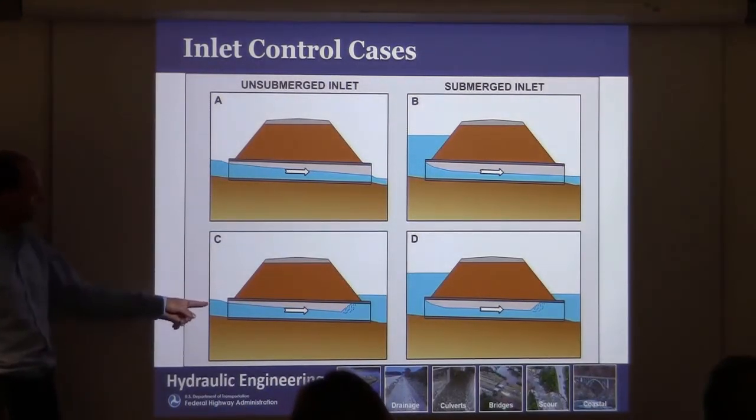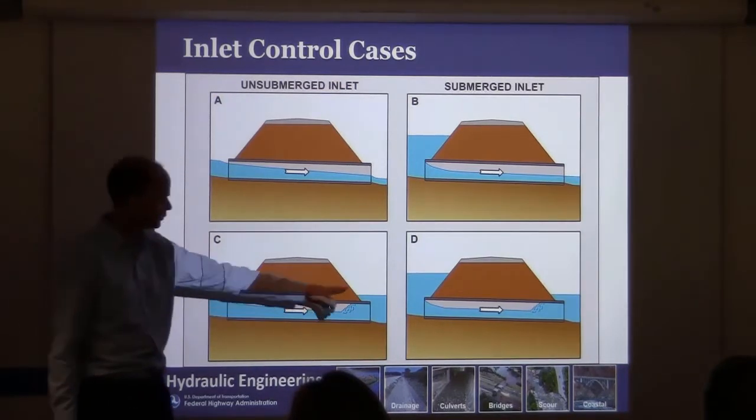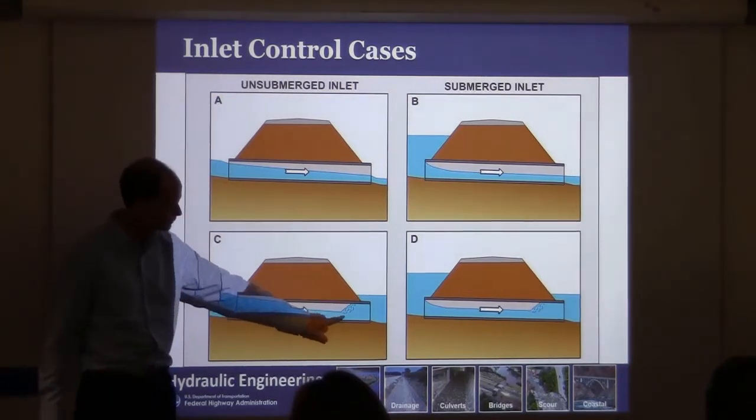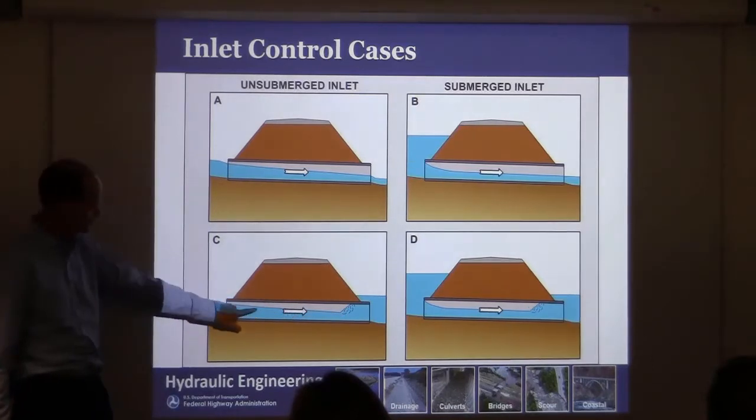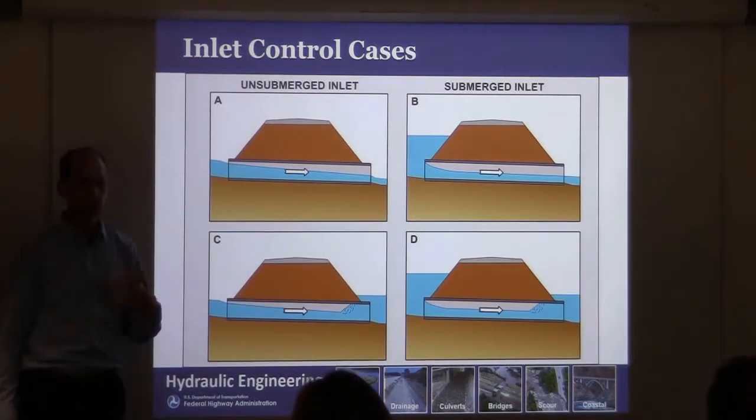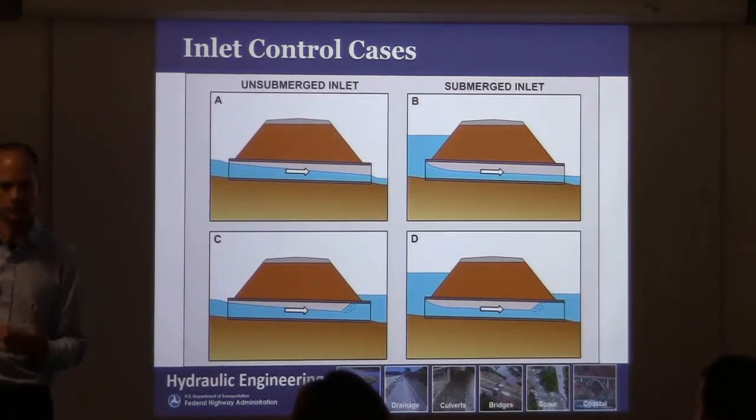Same thing over here, you have a lower headwater, you have high tailwater, but you still see this hydraulic jump, so you know that this is supercritical flow. Supercritical flow in the barrel equates to inlet control.